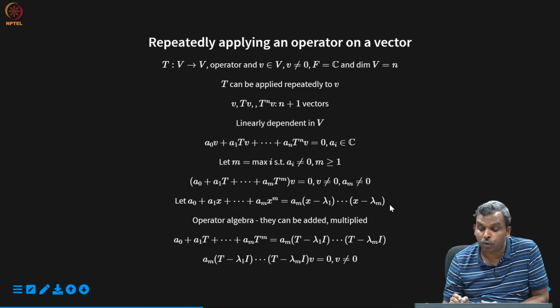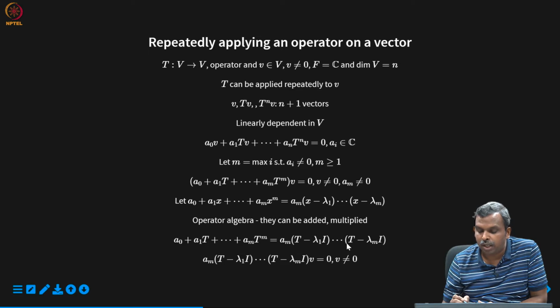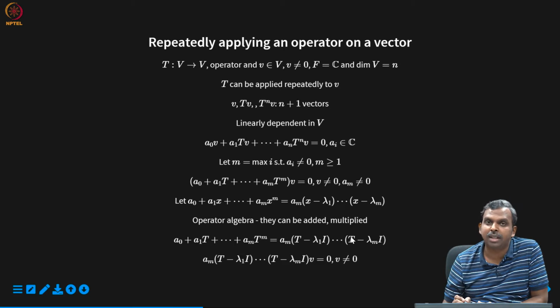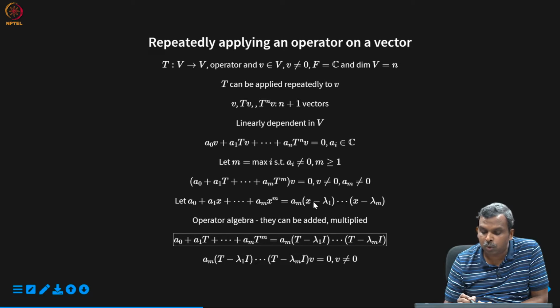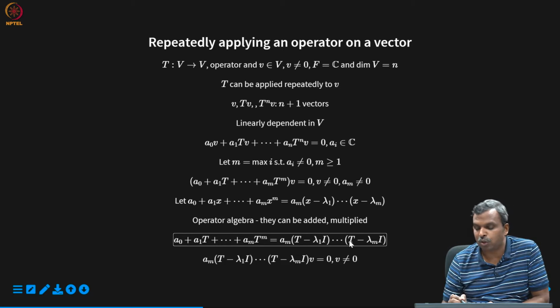So this factorization of polynomials in terms of this unknown variable x translates into a factorization of this polynomial in T into a product of linear factors. So am into t minus lambda 1 I, and so on till t minus lambda m I. Okay, so how do you make sense of this? You can multiply this out, right? Because I know there is operator algebra. I can add operators, I can multiply operators. T into t will become t squared, t into I will become t. So I can multiply this out. When I multiply this out, the same rules I use for multiplying with this x will also hold here. So if this polynomial factors in this fashion, this operator polynomial will also factor in this fashion.